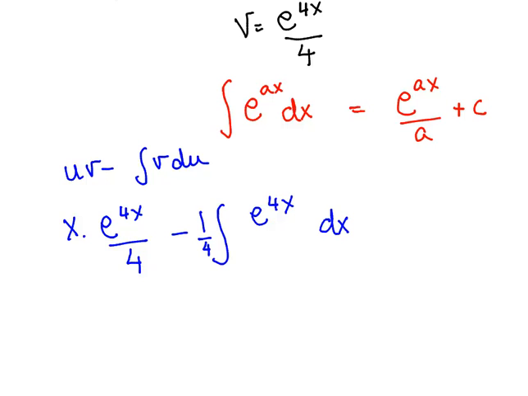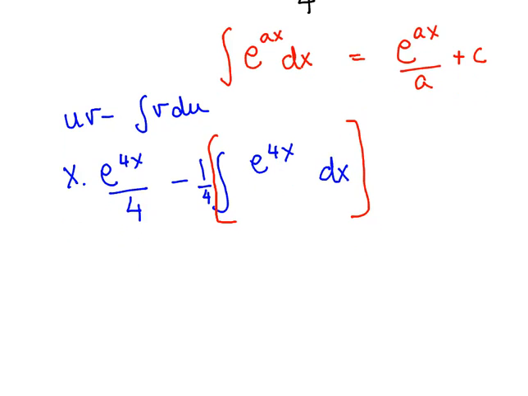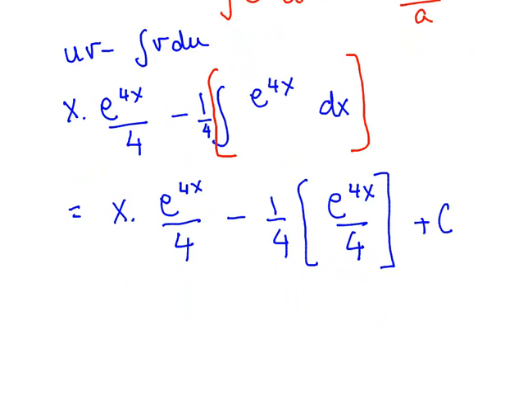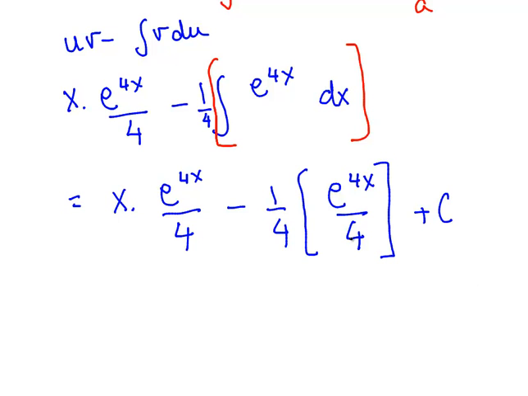The integral of e to the 4x is, again, e to the 4x over 4. So what we have here now is x times e to the 4x over 4 minus 1 quarter times e to the 4x over 4, plus c. And what we could do there is we have that minus 1 quarter times e to the 4x over 4, a quarter. Let's just put that all over 16.